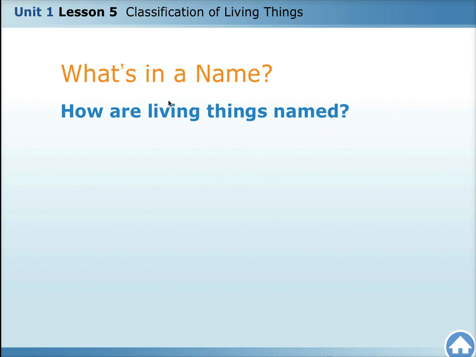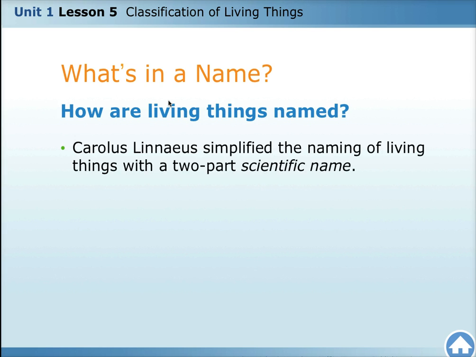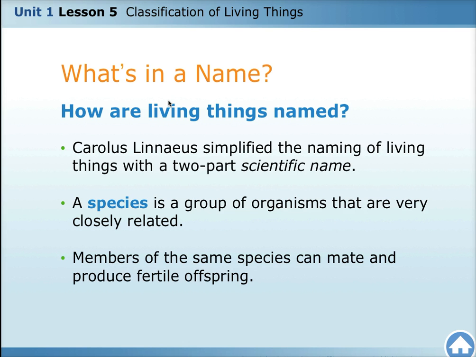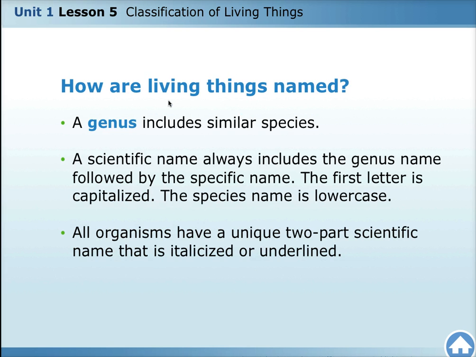So how are living things named? On page 56 in your text. Carolus Linnaeus simplified the naming of living things with a two-part scientific name. A species is a group of organisms that are very closely related. Members of the same species can mate and produce fertile offspring.